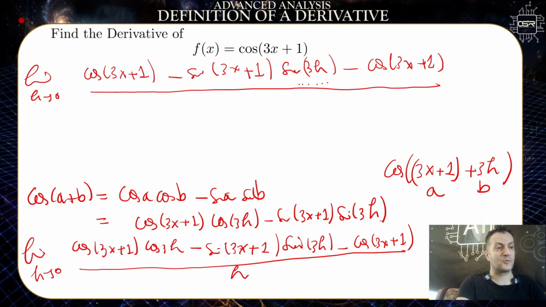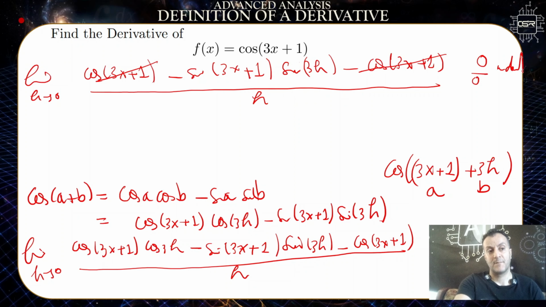Remember, we need to get rid of h, right? So, first, cosine of 3x plus 1 minus cosine of 3x plus 1 becomes 0. As for sine 3h, as h approaches 0 it is equal to 0, but we have 0 in the denominator, and 0 over 0 is undetermined. So we need to get rid of it. Hence, okay, so how to get rid of it?